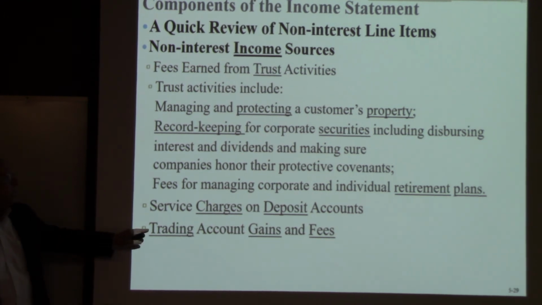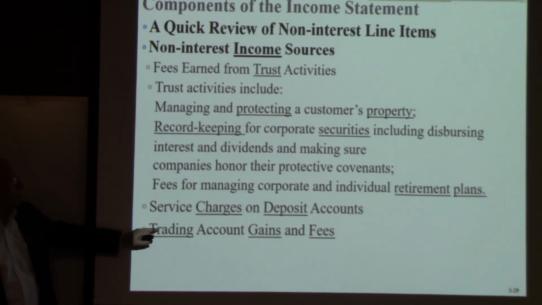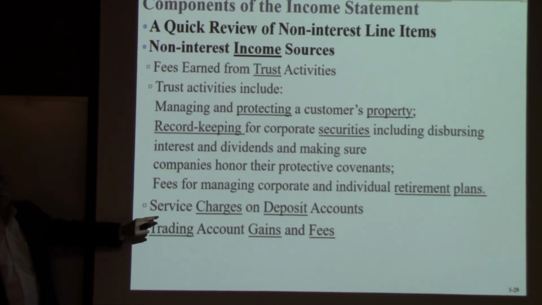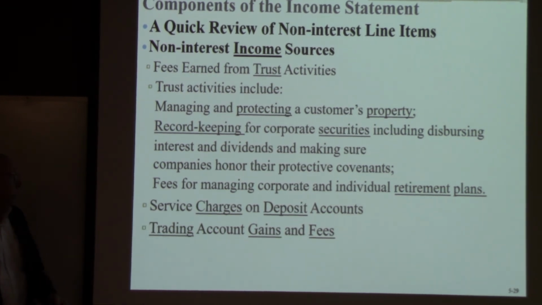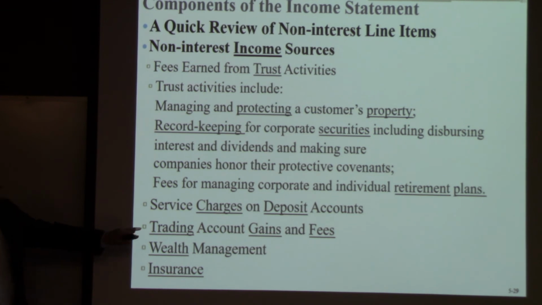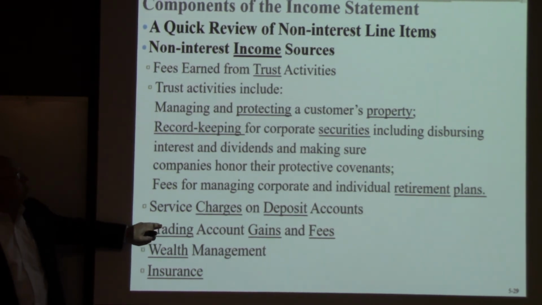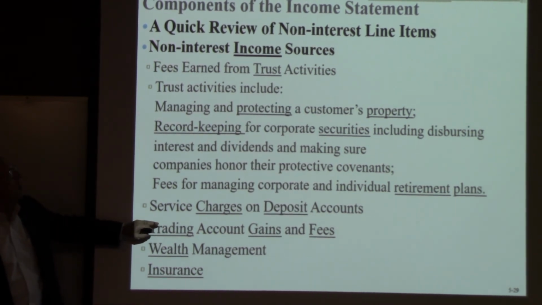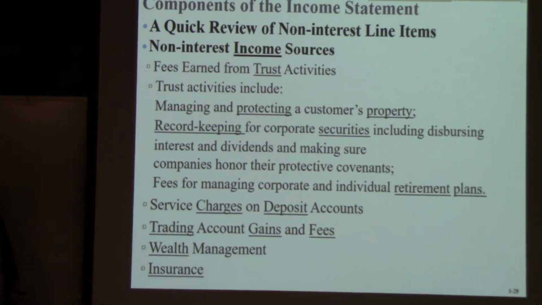Then you have trading account gains and fees, considered part of non-interest income. Then you have wealth management fees and insurance fees. So trading account gains and fees are included in non-interest income. But then we'll find out that security gains on securities held to maturity are a separate line item at the bottom of the income statement.